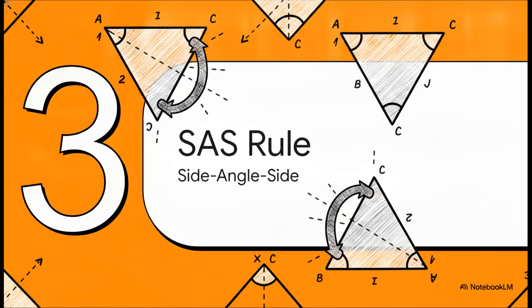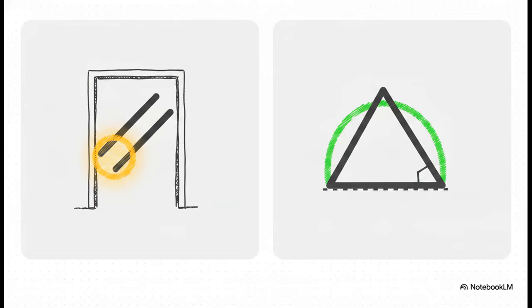All right, let's hit part 3, the SAS, or side-angle-side rule. Now, to actually use the SAS rule, we absolutely must understand the difference between an included angle and a non-included angle.